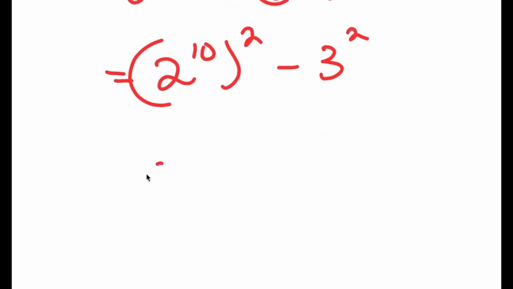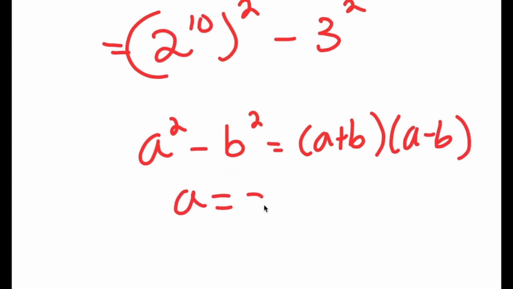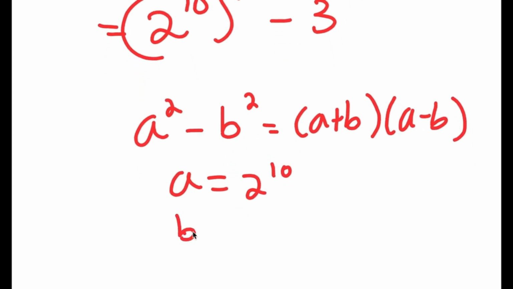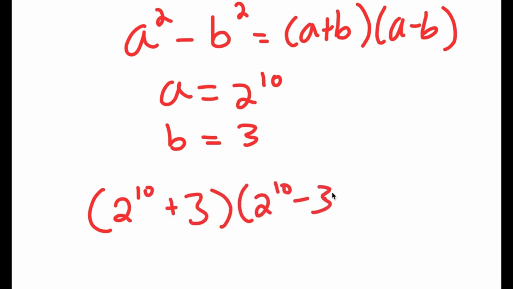Now, if I have something in the form a squared minus b squared, this is equal to a plus b times a minus b. So in this case, a is 2 to the power of 10, and b is 3. So I get 2 to the power of 10 plus 3 times 2 to the power of 10 minus 3.